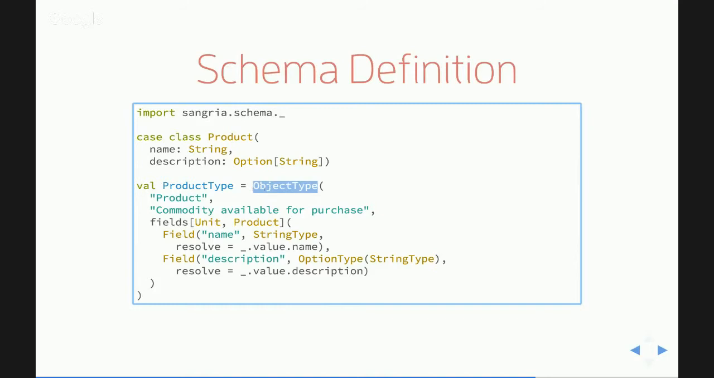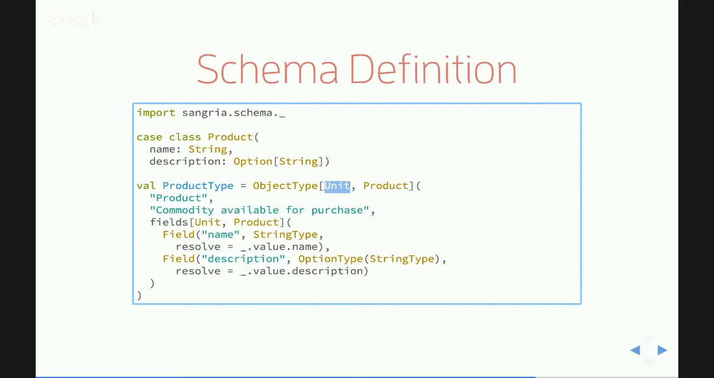And this object type will describe how to expose this particular object, in this case the product. So we give it a name and some description, and then we need to define the fields. And as you can see here, fields has two type arguments. Actually, those two type arguments also belong to the object type, but because of type inference, you don't need to specify it twice, but you can if you want to. And the first one is a kind of context value. In this case, it's Unit because we don't care about this context object in this particular case.